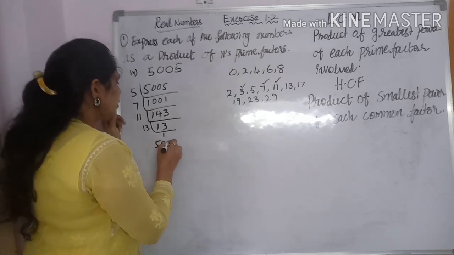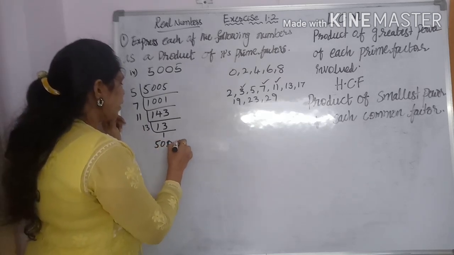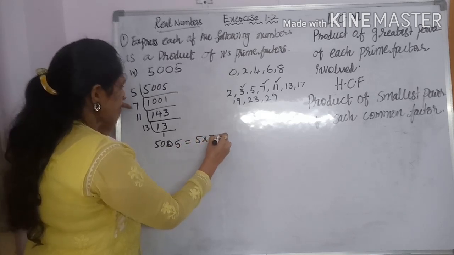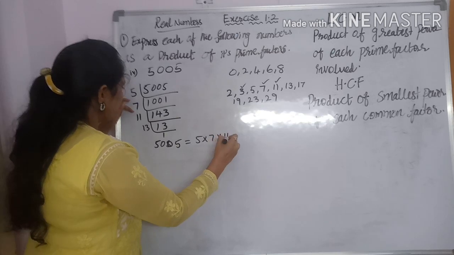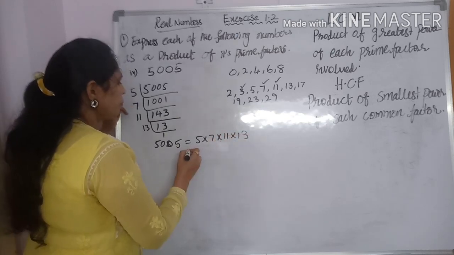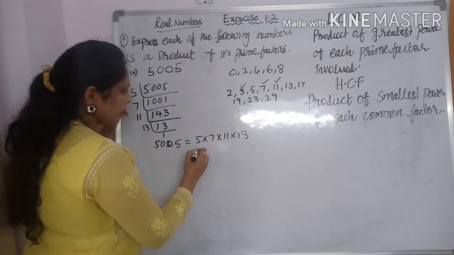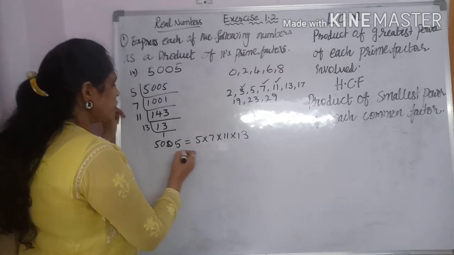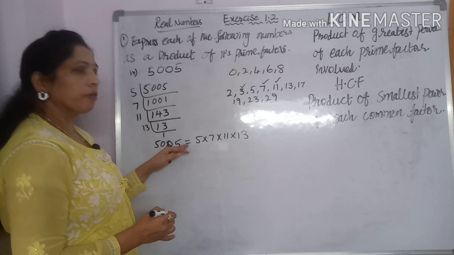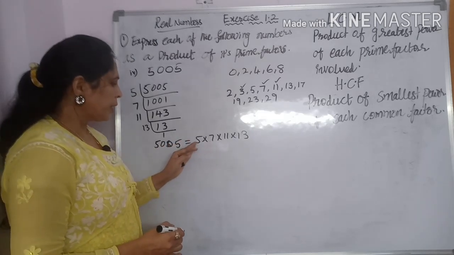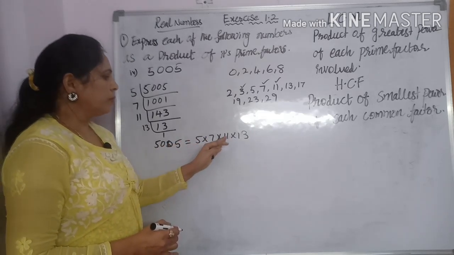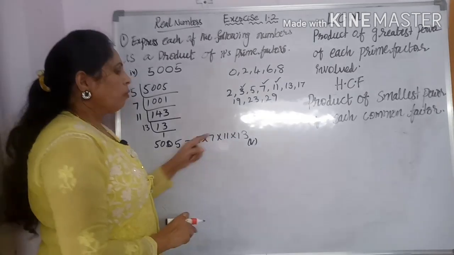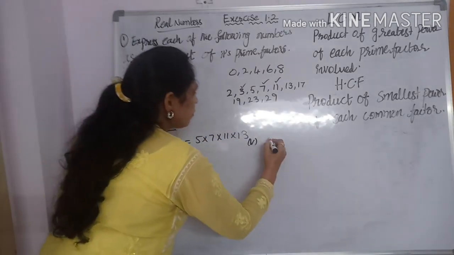So 5005 is equal to 5 multiplied by 7 multiplied by 11 multiplied by 13. All are different prime factors. So 5005 is equal to 5 into 7 into 11 into 13. Clear? Now move on to the next question.